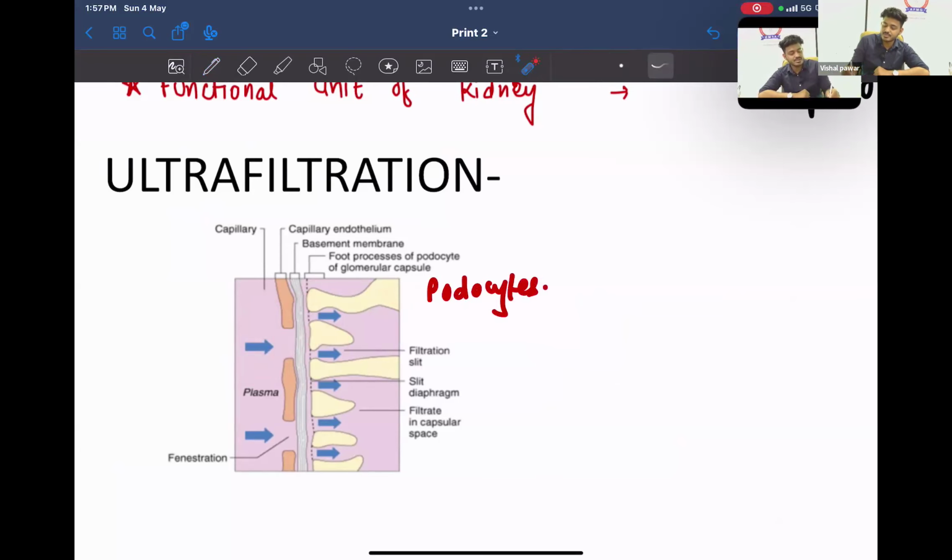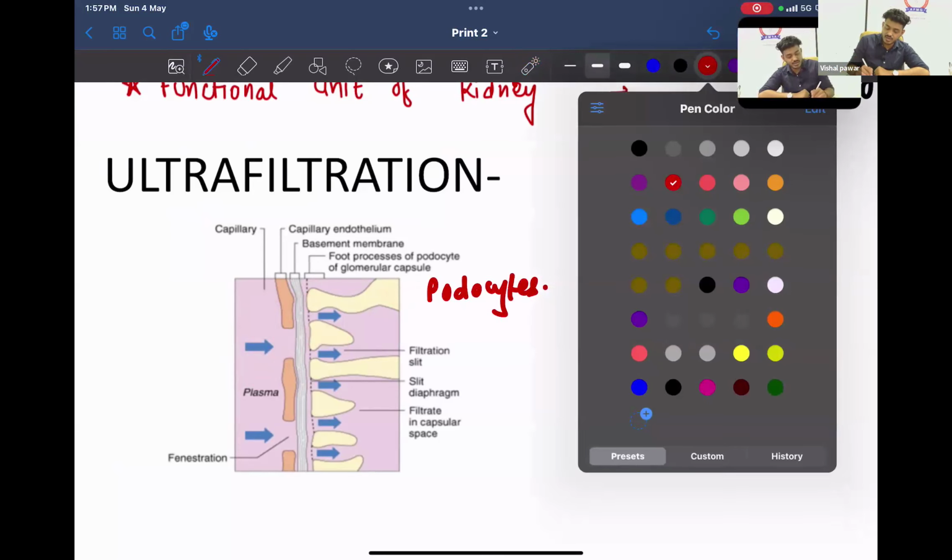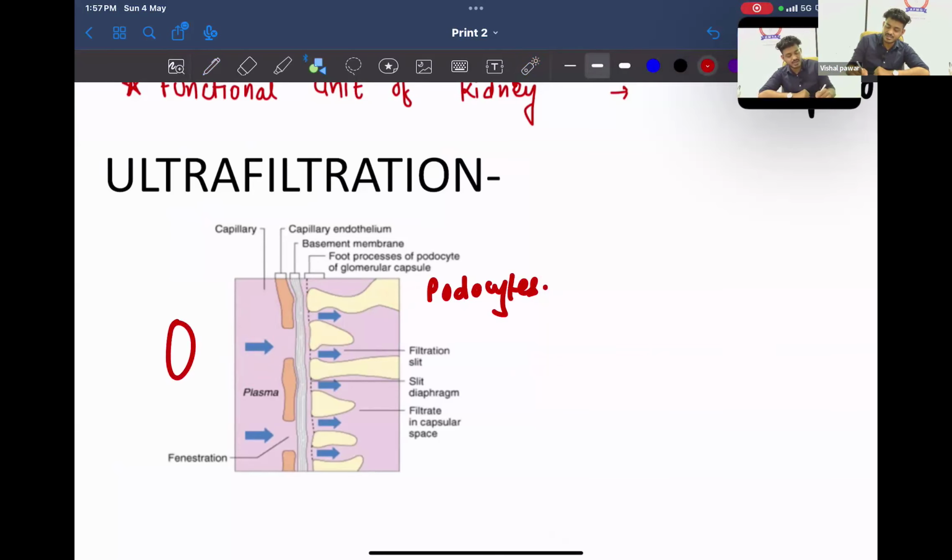Podocytes, right? Suppose RBC is trying to come here and it is trying to pass this particular layer. Is it going to pass? No, it is big. If there is a plasma protein which is trying to pass, is it going to pass normally? No, sir, it is big. Can it pass? Is it able to pass this particular layer? No, it is not able to pass. This is a plasma protein and this is a RBC.